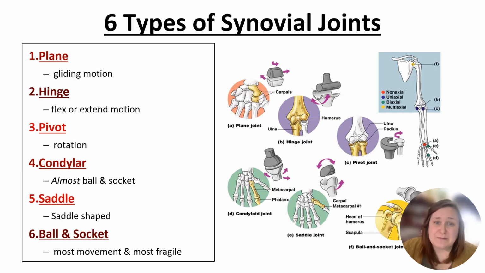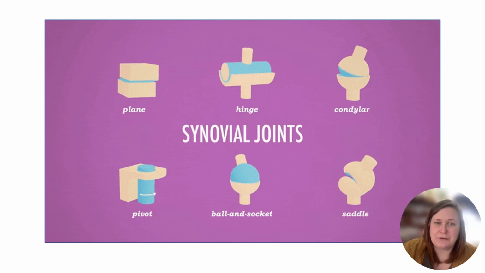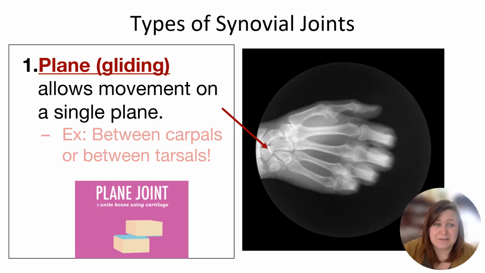We're going to have 6 different types of synovial joints, and we're going to talk about all of them. We're going to have a plane joint, which is going to have a gliding motion. A hinge joint, which is going to have a flexing or extending motion. A pivot joint, which is going to do rotation. A condylar joint, which is almost a ball and socket, but not quite. A saddle joint, which is going to be saddle shaped. And a ball and socket joint, which is going to give us the most movement, but is also going to be the most fragile. And we see that in the hip. So I gave you this animation that shows how these work to hopefully help with your understanding and your studying. Let's talk about each of these different joint types.